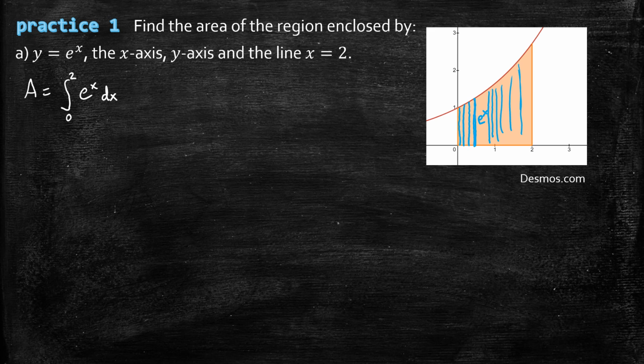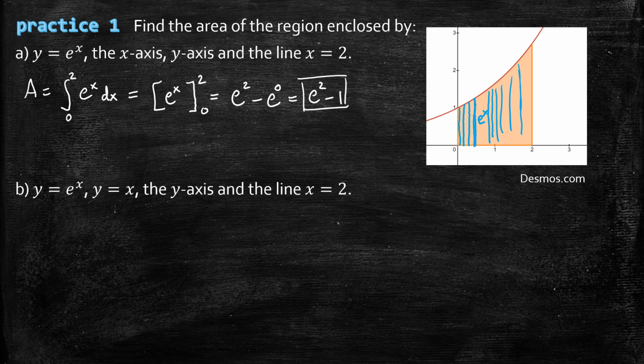We know by the fundamental theorem of calculus that we have to just find the antiderivative of e to the x, which is e to the x, and then we get to plug in the upper bound, e squared, minus plug in the lower bound, e to the 0, and we get out that our answer is e squared minus 1. So that's the area of the orange region at right.